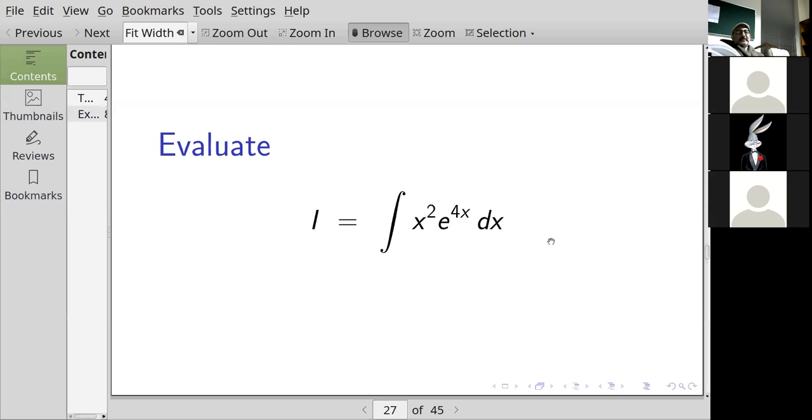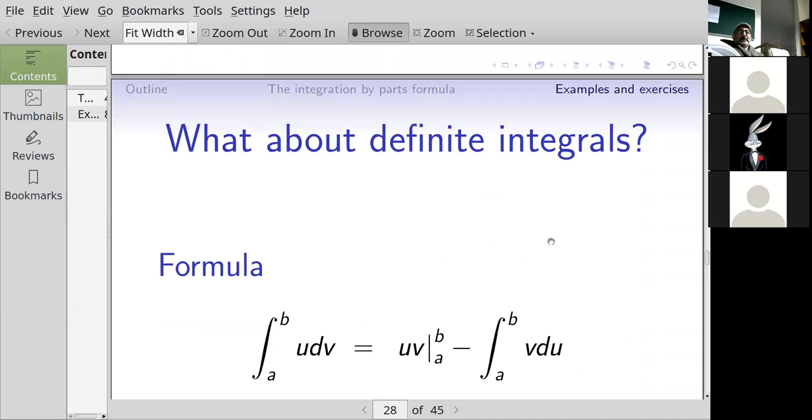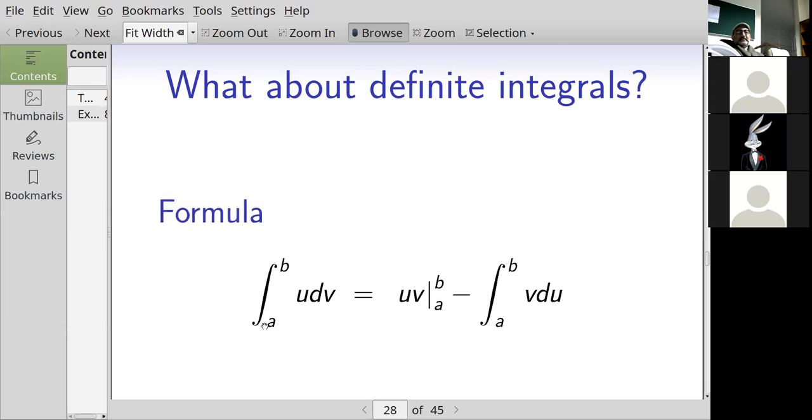So how do you do this one? Integral x squared e to the 4x dx. We'll take u as x squared. What if I wanted to do a definite integral? So the integral from x equals a to x equals b of u dv is equal to uv evaluated at a and at b, minus the integral from x equals a to x equals b of v du.